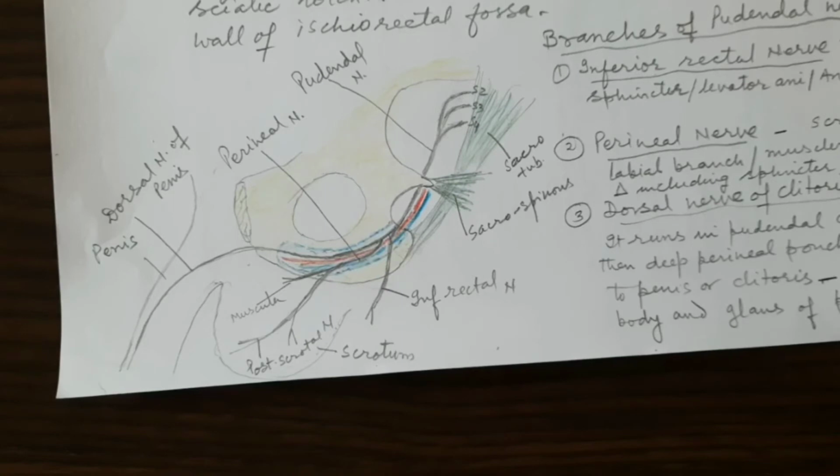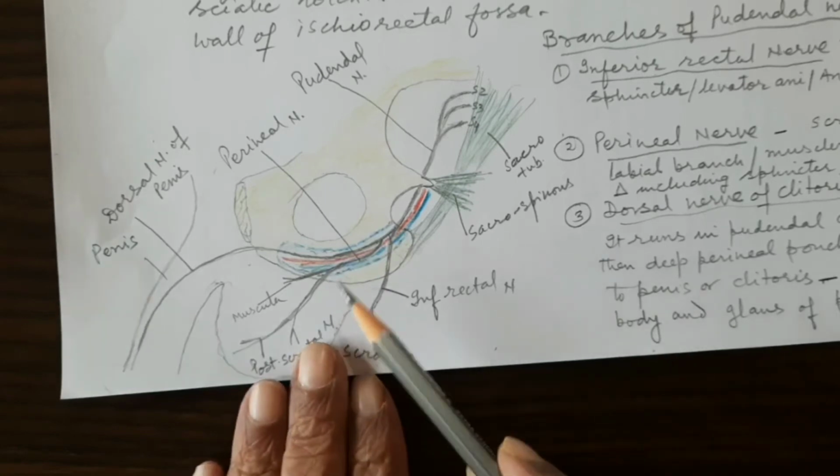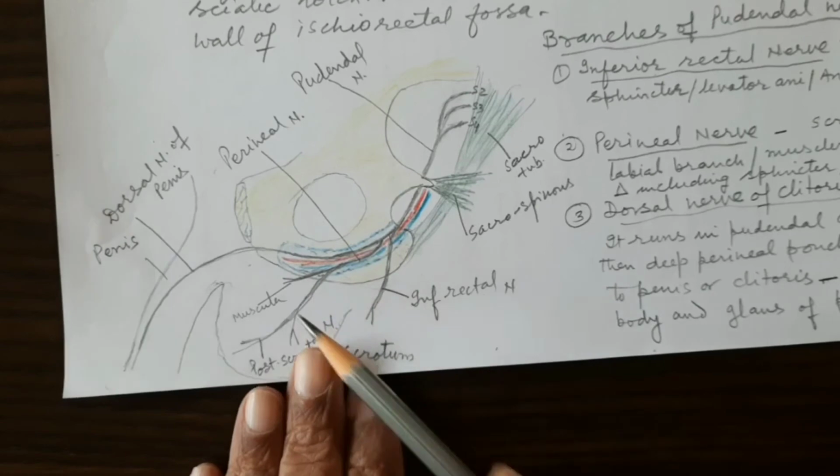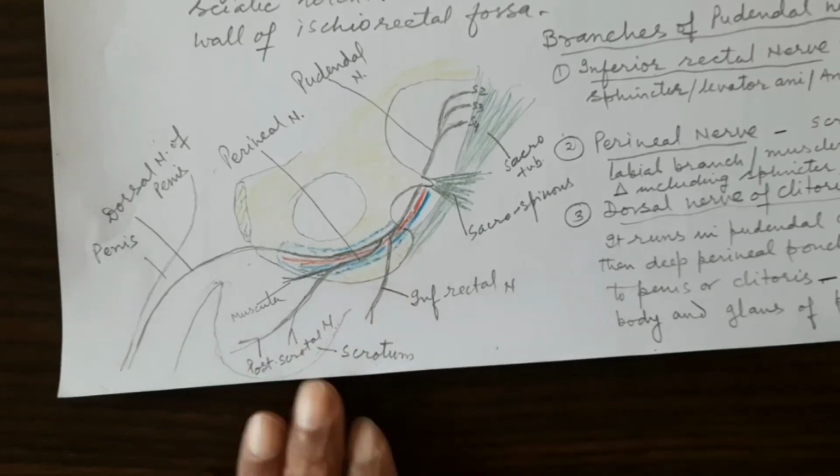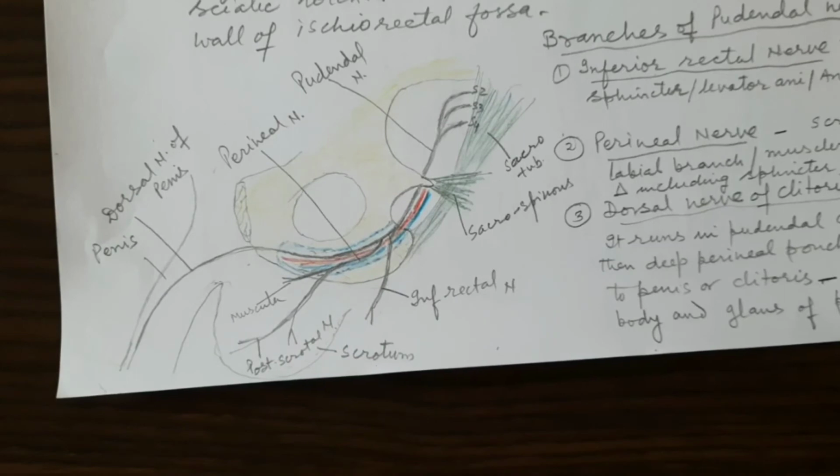Now this nerve is also giving a branch to the muscles of the perineum, the muscles of the urogenital diaphragm. The most important muscle supplied by this muscular branch of the perineal nerve is the sphincter urethrae, which forms the urogenital diaphragm itself. So it will supply the sphincter urethrae muscle.